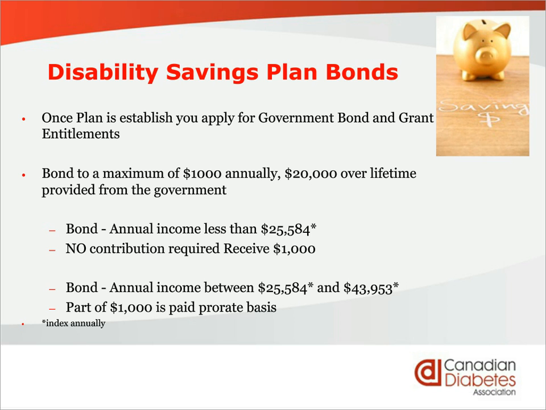If you actually earn anywhere between $25,584 and $44,000 approximately, then you will receive part of the $1,000 from CRA. You can, cumulatively over 20 years, not consecutive, but at any time while your income is below those thresholds indicated, earn up to $20,000 over your lifetime from the CRA.